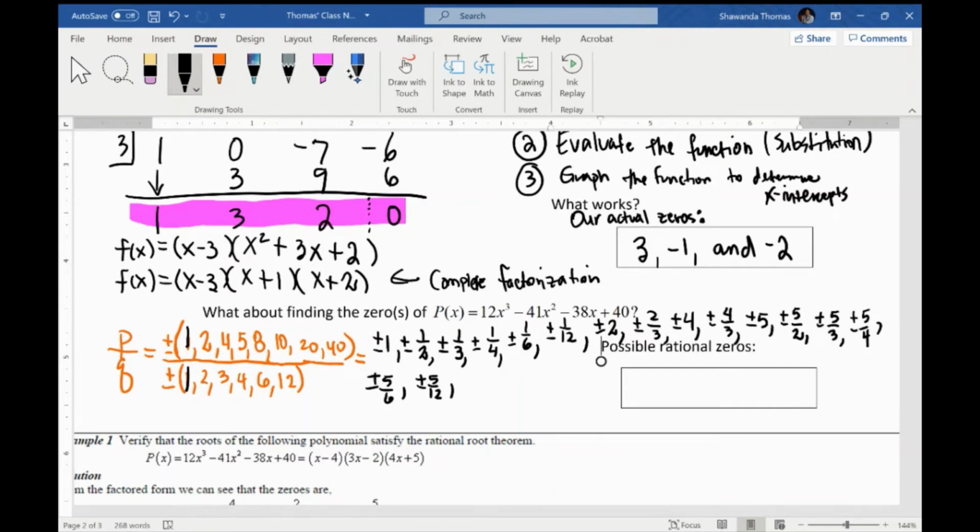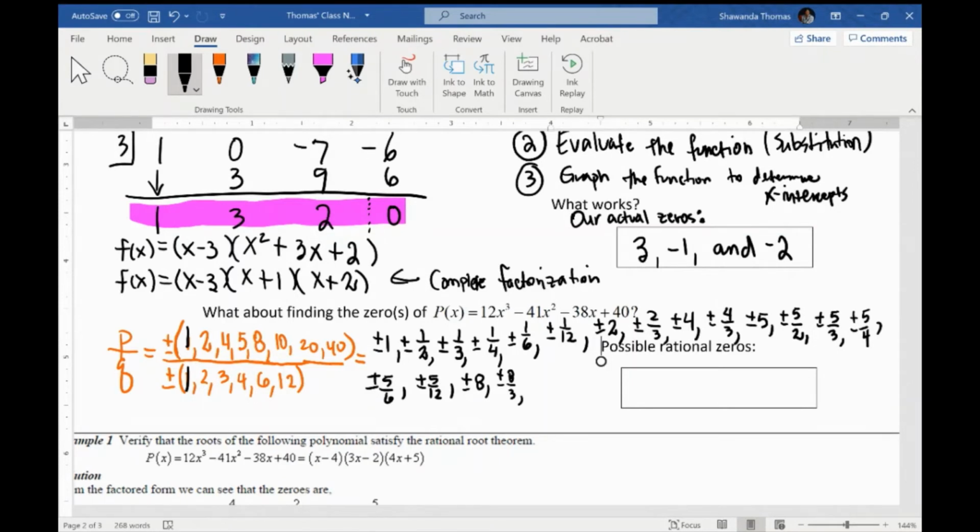Let's go to 8. 8 divided by 1 is 8. 8 divided by 2 is 4. We already have it. 8 divided by 3 is 8 over 3. Yep. 8 divided by 4 is 2. We already have it. 8 divided by 6 is 8 over 6, which is 4 thirds. We already have it. 8 divided by 12 is 2 thirds. We already have it.